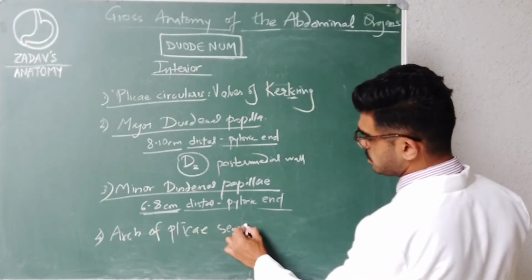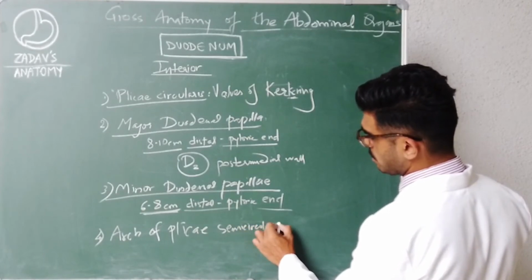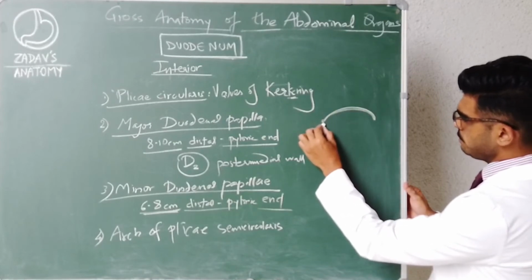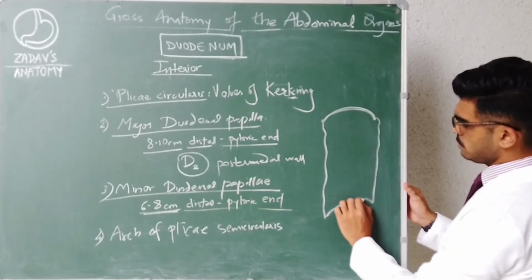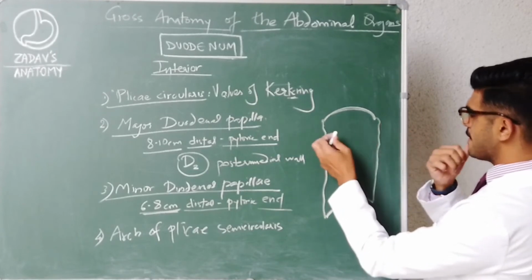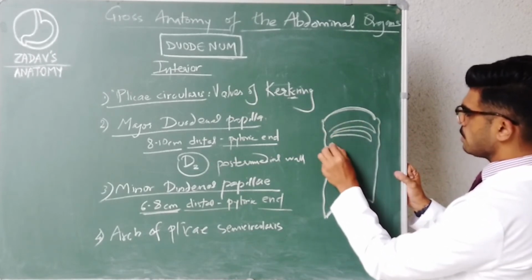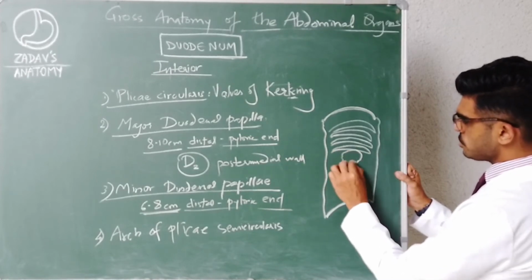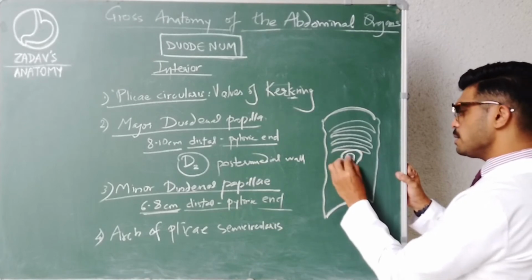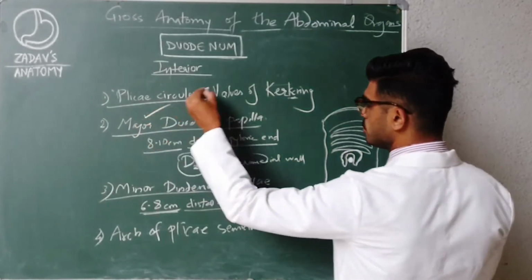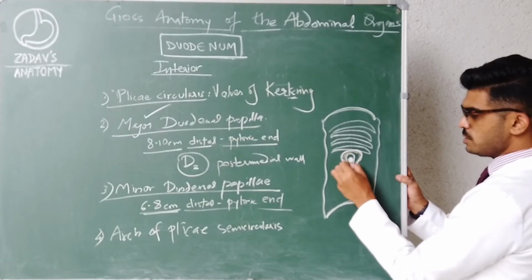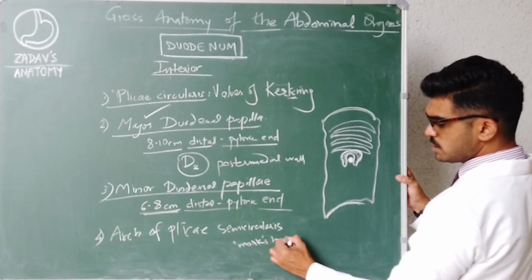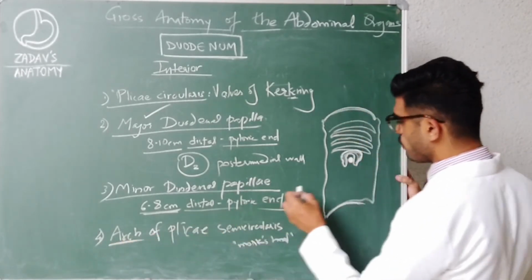plicae semicircularis. Now essentially, if you open the duodenum, this is essentially cut open, okay, and you can see all these plicae circularis. Then at a certain point you're going to see a hood-like structure under which lies your major duodenal papilla. So this hood-like structure, also known as the monk's hood, is essentially the arch of plicae circularis.